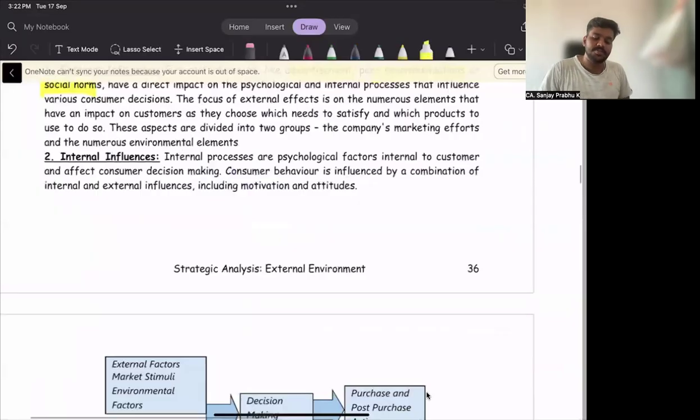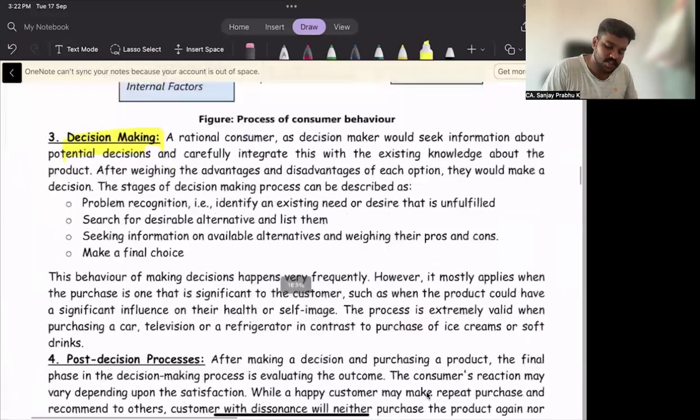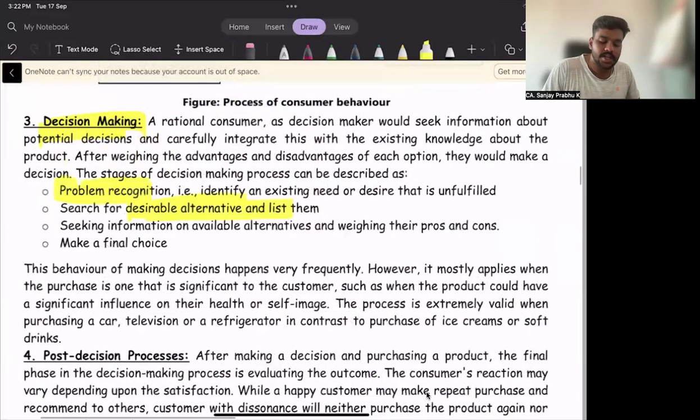Then internal influence means those psychologies internal to the customer which affect the customer's decision making, what I actually need in a mobile phone. Then decision making has 4 stages. First, you recognize your problem. Then you list all the alternatives. If I'm going to purchase a mobile phone, what are the different options available to me? Then I have to seek information on their pros and cons.